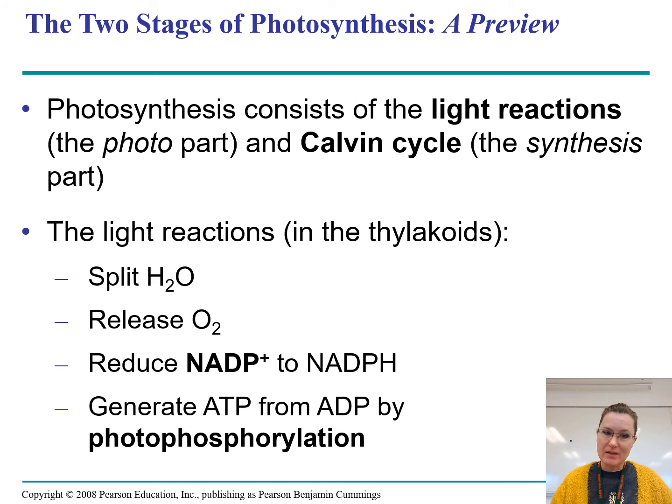And then it makes ATP from ADP and an inorganic phosphate by photophosphorylation. So the light gives us some energy, and so we can make a little bit of ATP because we're going to do some work, so we need some energy.